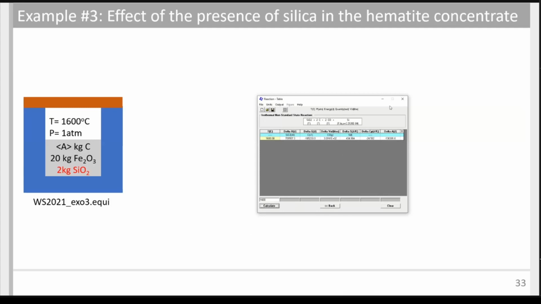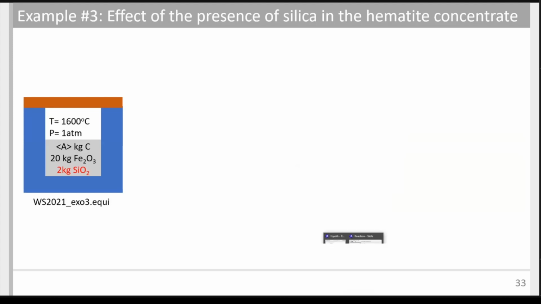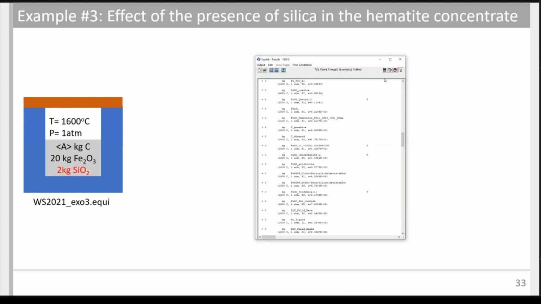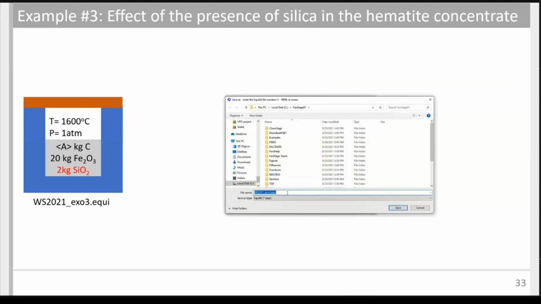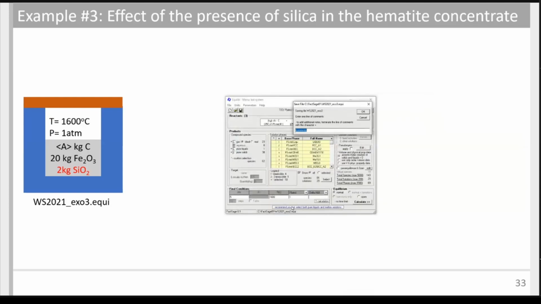The last step I want to do is to save this example. So I go back to the equilibrium module, go back to the menu window, and I'm going to save this example. I'm going to give it a name. That will be my exo number 3. So this example will be provided at the end of this workshop.